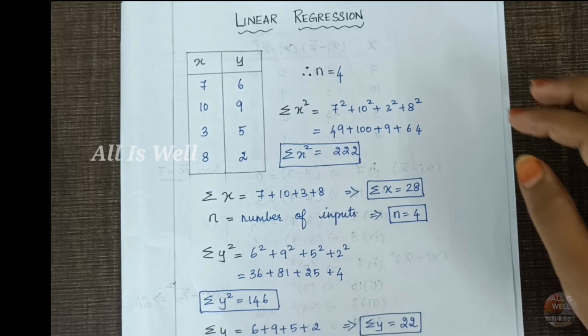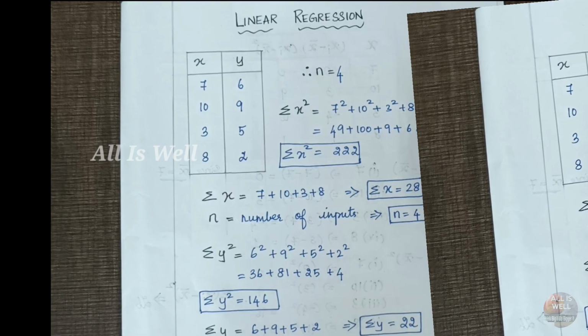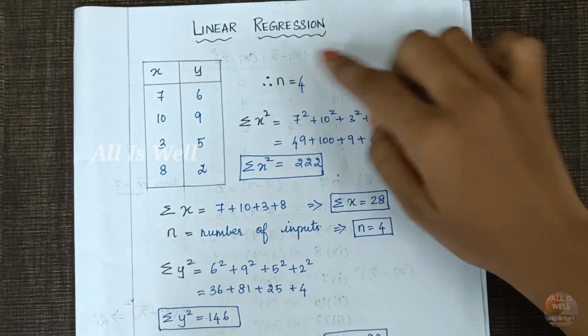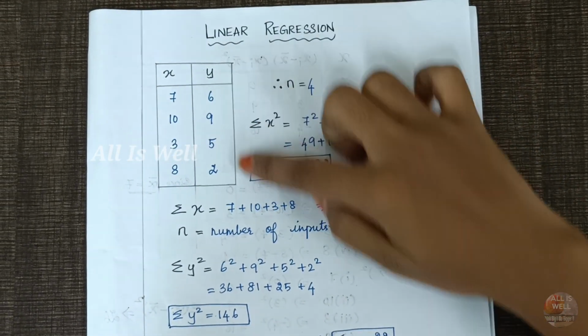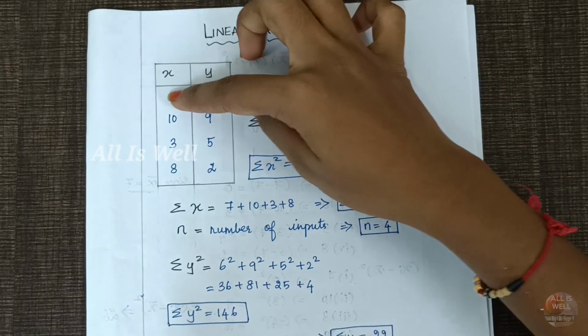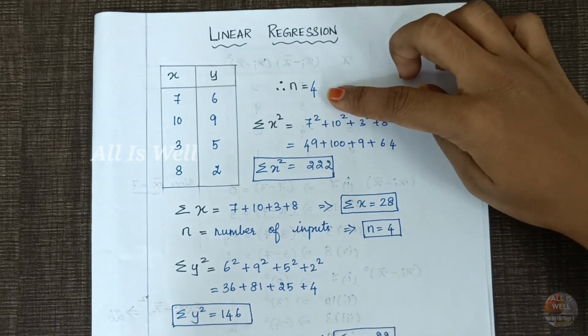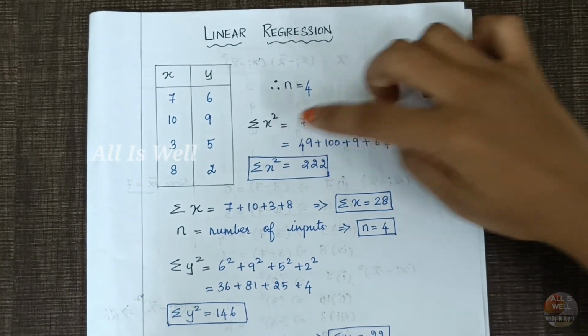Hi friends, in this video we are going to see the theoretical explanation of the calculation of linear regression. Here we have the data of x and y. Since we have 4 data points, n is equal to 4.